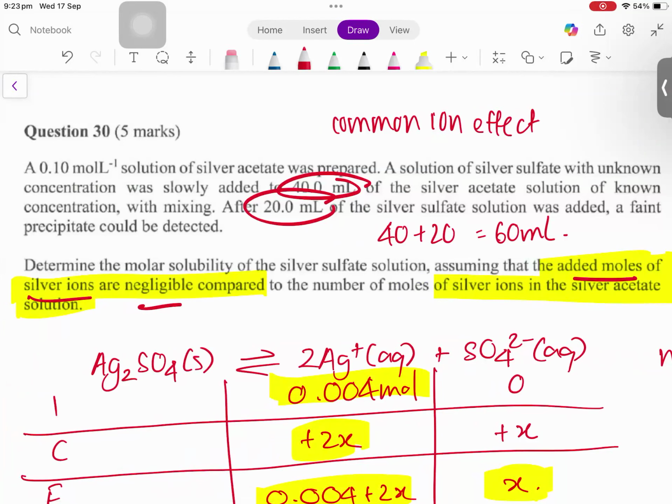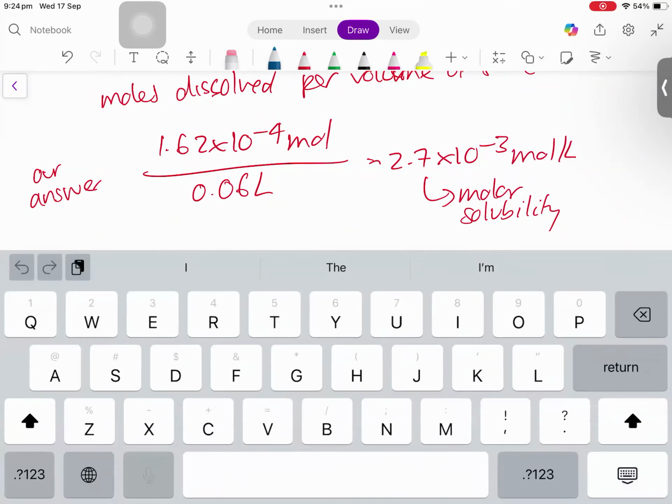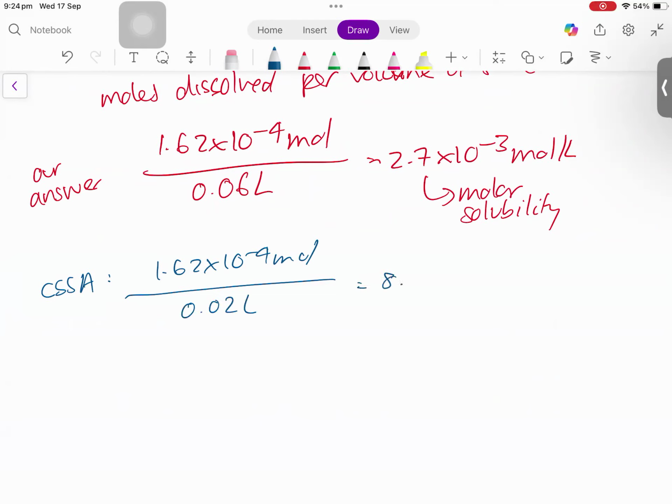The 0.02 is the volume of the silver sulfate added. The question is asking you for the molar solubility of the silver sulfate, and the 20 mL is the volume of the silver sulfate. Here's the thing though. Let me just make a note. This is our answer, and this is what CSSA did. They did 1.62 times 10 to the minus 4 mole, and then instead of dividing it by the total volume that it was dissolved in, they divided it by the volume of the silver sulfate, which is 0.02 liters. As a result, they got 8.1 times 10 to the minus 3 mole per liter.